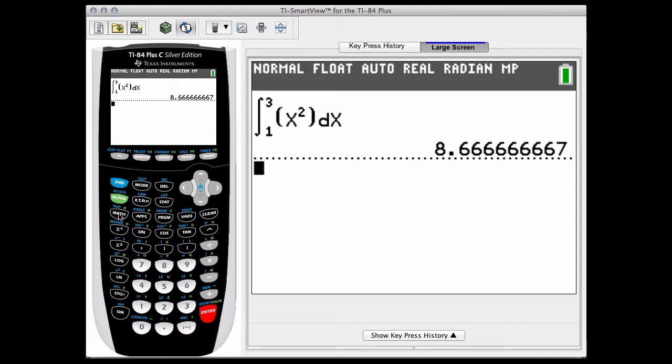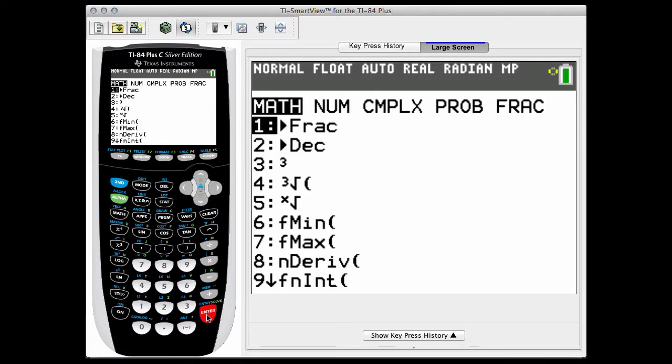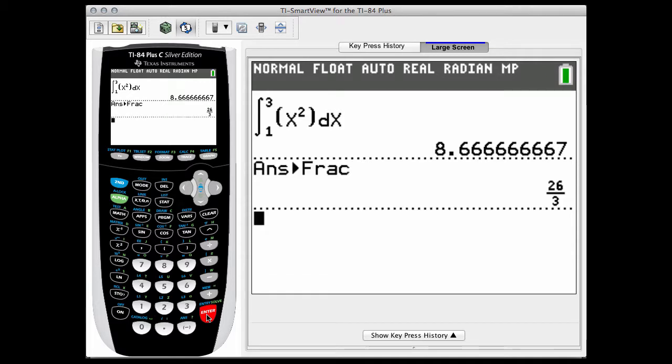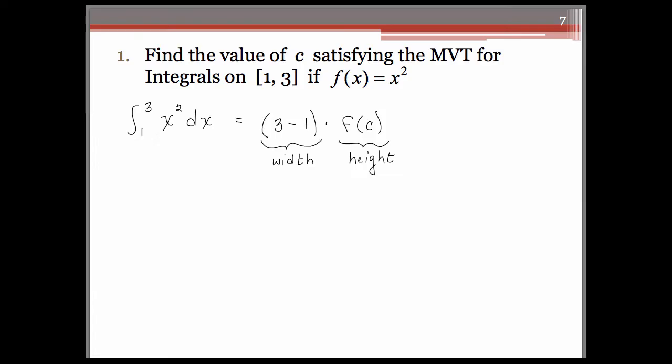which it might be easier to use as a fraction. So let's go ahead and express it as a fraction. 26 over 3. So let's use it that way. So we have 26 over 3. 3 minus 1, of course, is 2. So if we start solving for f of c, we can divide both sides by 2, so that gives us 26 over 6. So that's equal to f of c.